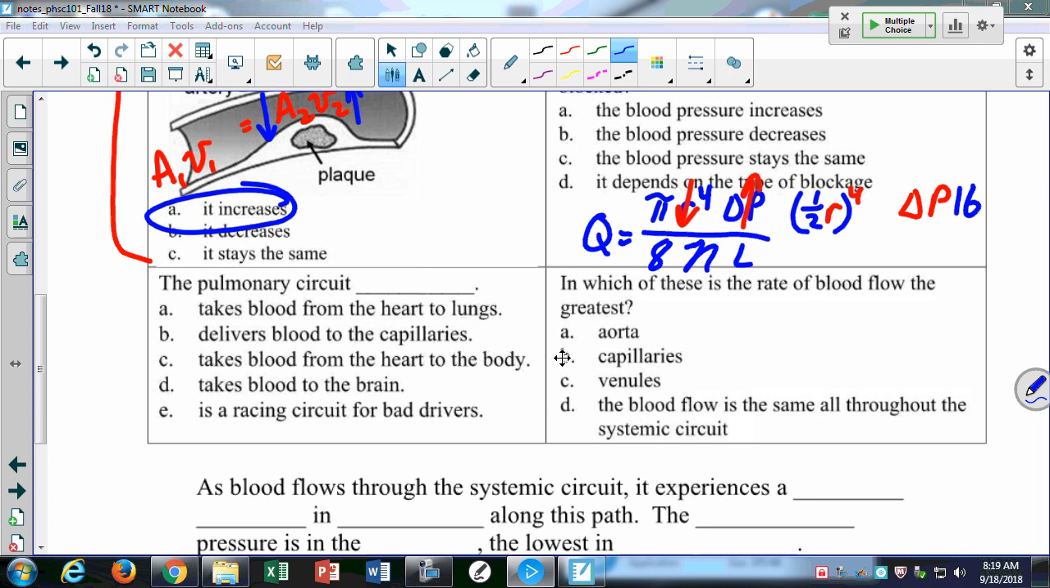Okay, it takes blood from the heart to the lungs. And in which of these is the rate of blood flow the greatest? Now remember, the aorta, which is part of the systemic circuit, it's the big thing. You stick your finger in there. Capillaries are really tiny. They're at the end of the systemic circuit, and then they turn around and come back. Venules are a little bit bigger. They're sort of like the arterioles.